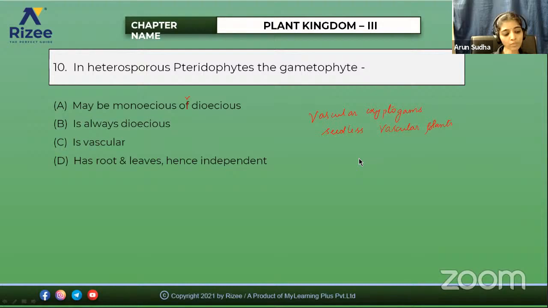Roots first originated in A algae, B fungi, 3 Bryophyta, and 4 Pteridophyta. Roots first originated, true roots. Yeah, good. It is Pteridophyta. Then the next question. In Pteridophyta, when does reduction division occur? First option, prothallus is formed. 2, spores are formed. 3, sex organs are formed. 4, gametes are formed. So which will be the correct option?